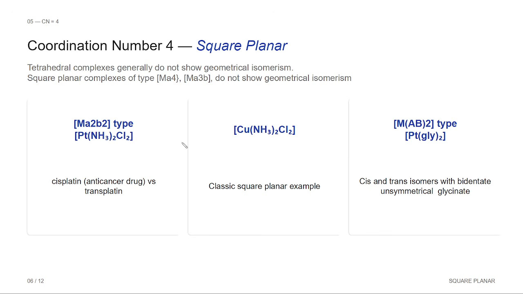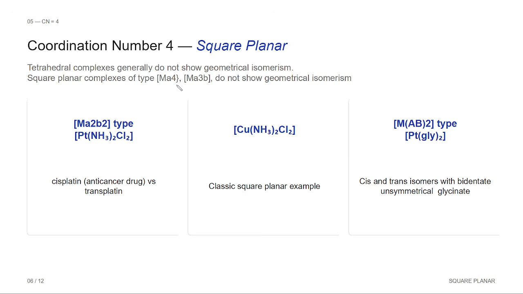Now see coordination number 4. Coordination number 4 compounds show two types of geometry, square planar geometry and tetrahedral geometry. Tetrahedral complexes do not show geometrical isomerism because the distance between the attached ligands is very small. Because of that, these complexes do not show geometrical isomerism. Next one is square planar complexes.